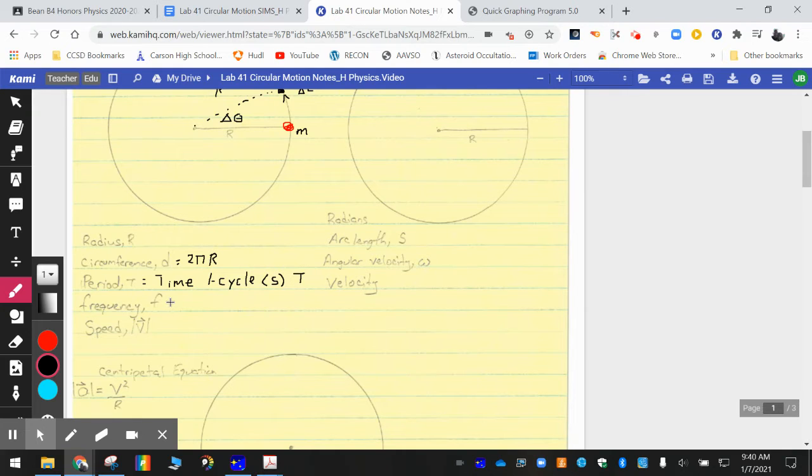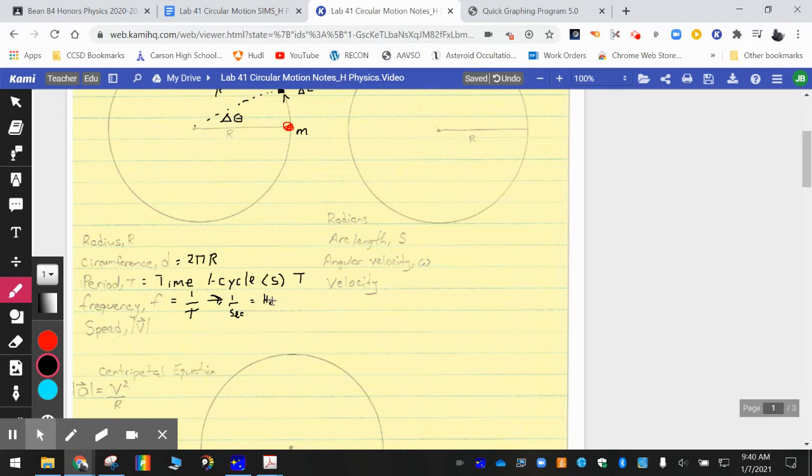Frequency, quite honestly, is just 1 over the period. So if I know the period, I take 1 over the period, and I get frequency. As for units, it's really 1 over seconds. And 1 over seconds has a special designation called hertz.